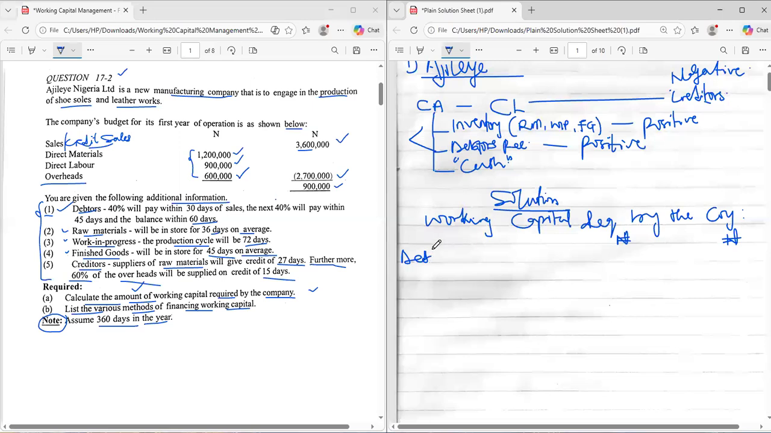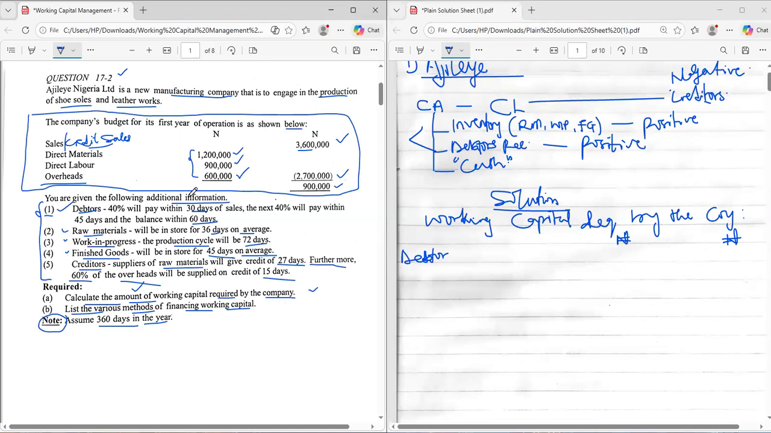Debtors. Now, what did they say about debtor? They said 40% will pay within 30 days, 40% will pay within 45 days, and the balance within 60 days. Among all these figures given to us here, which figure represents debtor? Who can tell me? Yes, 3.6 million.